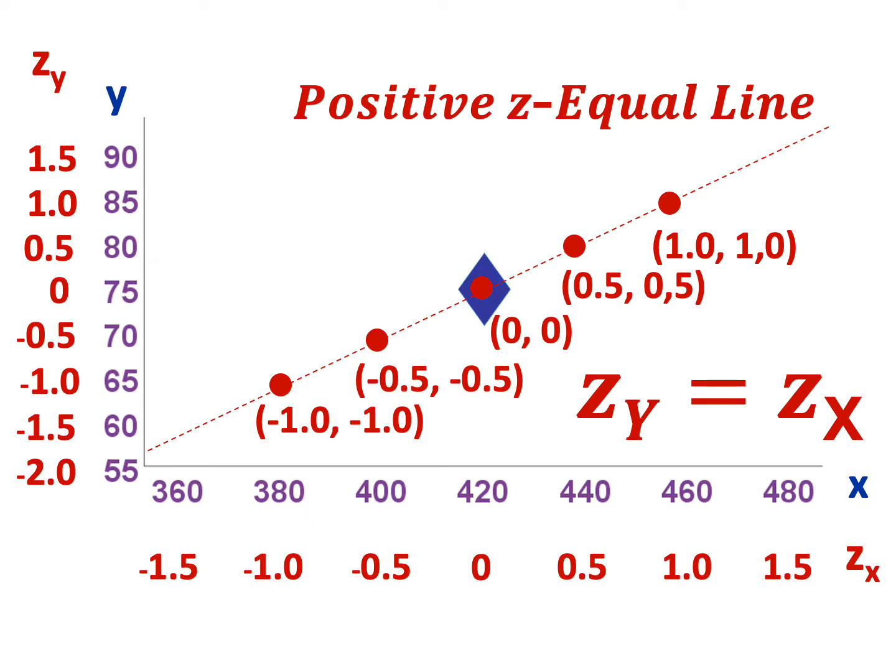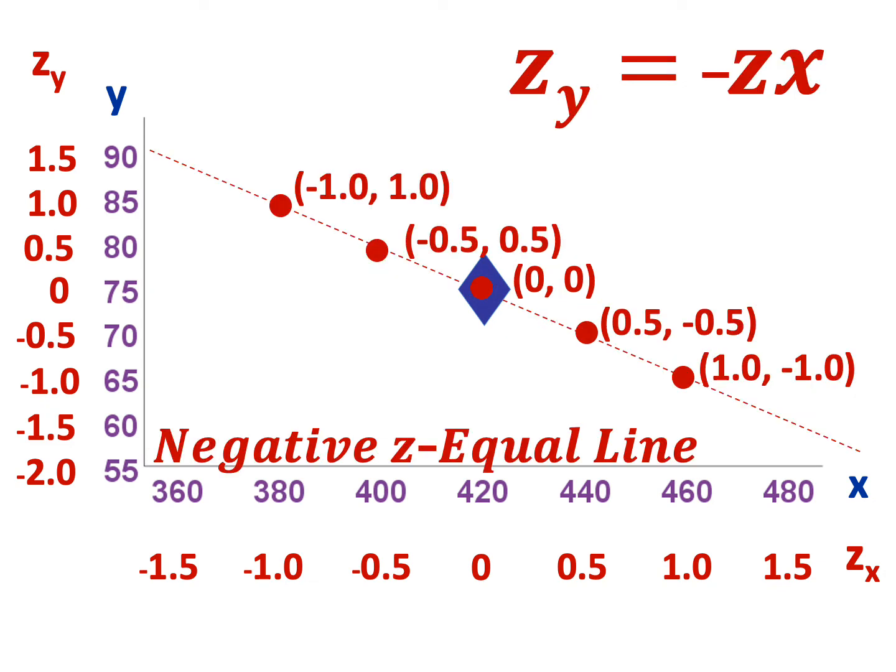The positive z equal line is a diagonal line on a scatter plot that passes through the point of averages. The standardized coordinates of each point on the line fit this equation: the z of y is equal to the z of x.